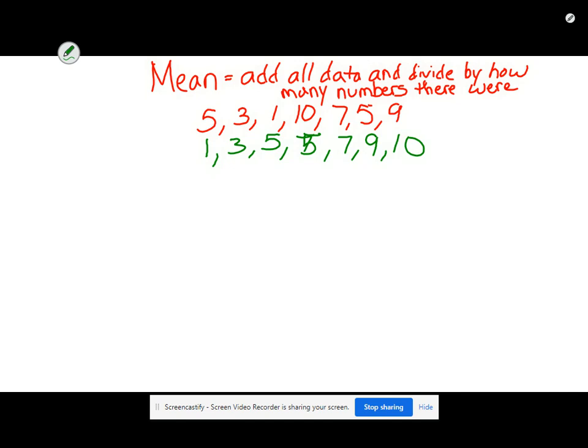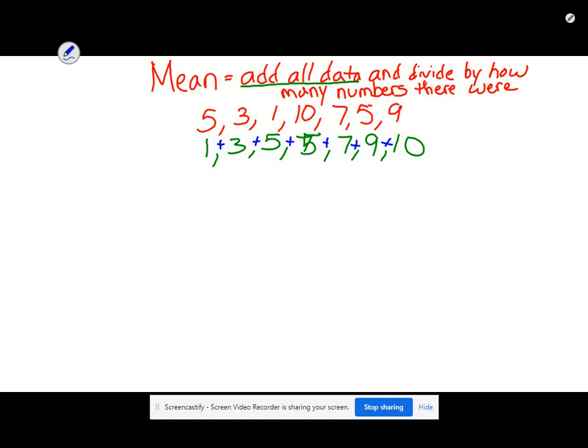Now, if I'm going to find the mean of them, I need to add all the data up. So I need to add these numbers up. 1 plus 3 plus 5 plus 5 plus 7 plus 9 plus 10. So 1 plus 3 is 4. 4 plus 5 is 9. 9 plus 5 is 14. Plus 7 is 21. Plus 9 is 30.